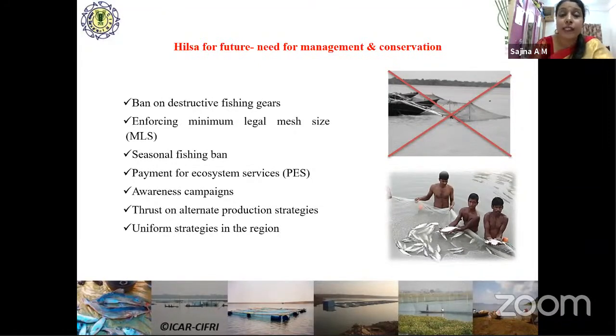So we can think of a seasonal fishing ban for Hilsa, for which we need to compensate fishers whose livelihoods mostly depend on this important resource. Payment for Ecosystem Service, PES, is already implemented in Bangladesh and found successful. We can think of PES in Indian waters too. We need to create more awareness among fishers, and also trust must be given on alternate production strategy. There are efforts already for domestication of Hilsa and for developing aquaculture practices.